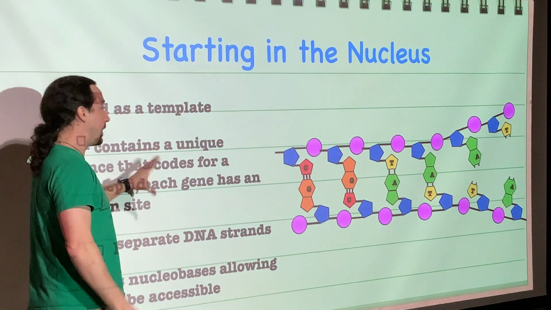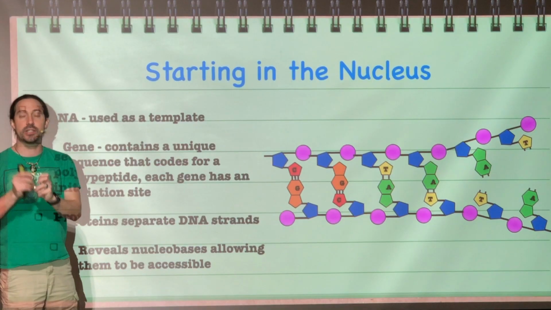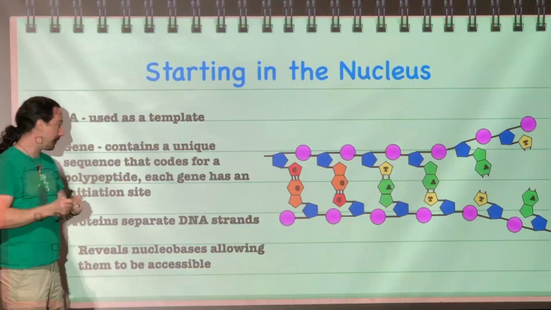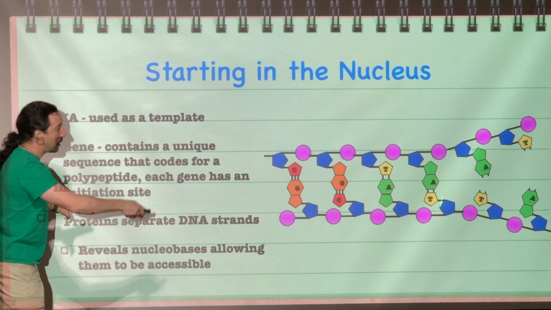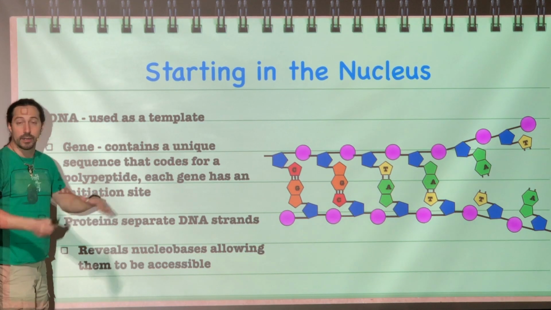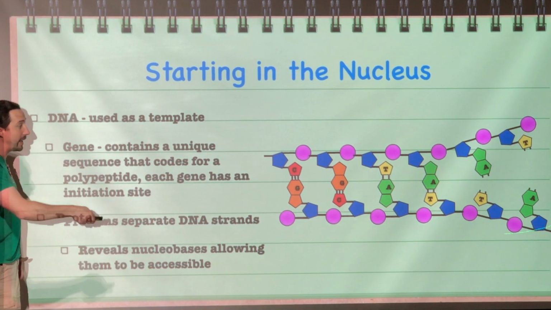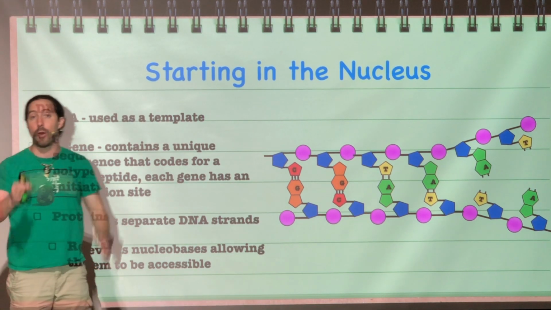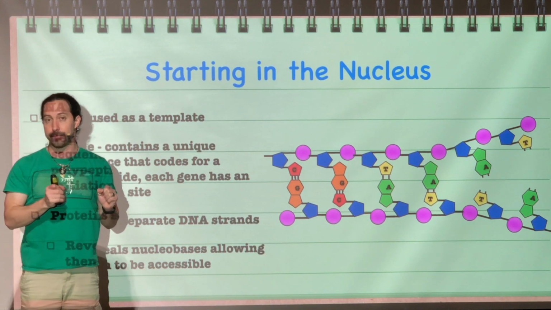And each gene, they have their own initiation site. They have a unique initiation site for that specific gene. And then proteins are going to come in, and they are going to separate out our 2 strands of DNA, the template strand and the coding strand, so that those nucleobases on the template strand are now free and accessible to RNA polymerase.